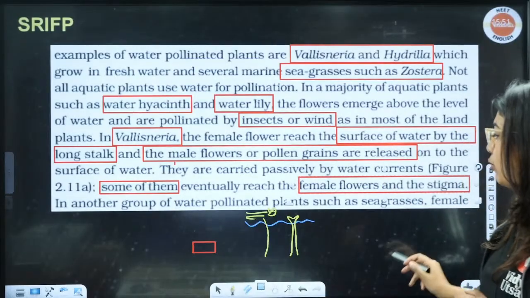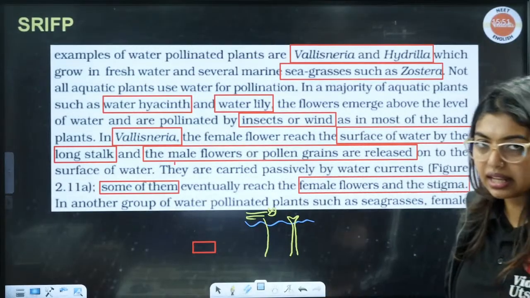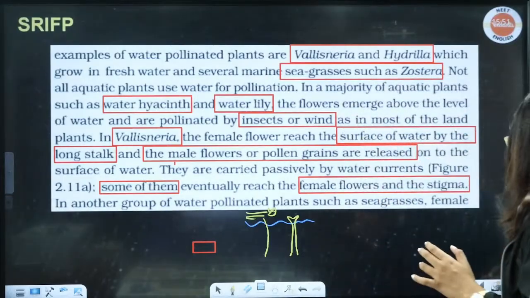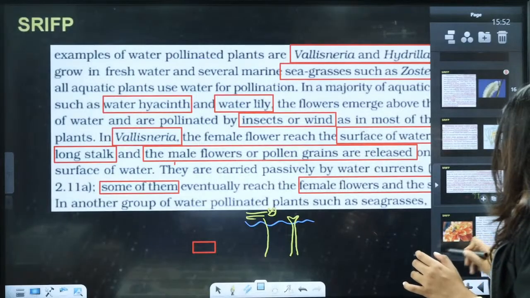Okay, in another group of water pollinated plants, the seagrasses, what happens again? The female will come up. Now I told you there's a mucilaginous covering for these plants. Okay, there's going to be a mucilaginous covering for these plants.